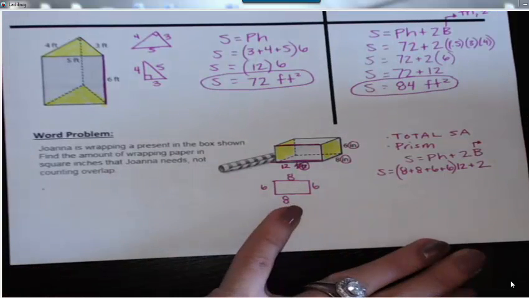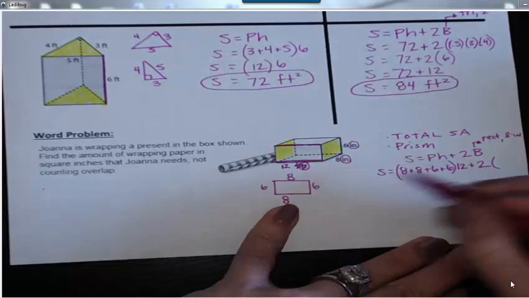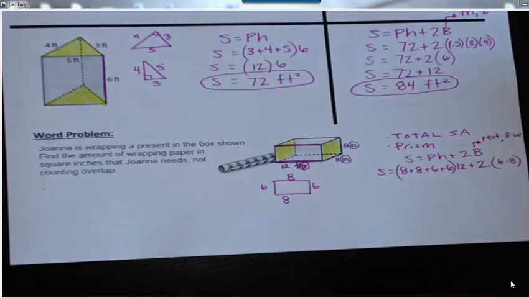What was the shape of our base here? It's a rectangle. So to find the area of that rectangle, I'm going to do length times width. So the length and the width of this base is 6 times 8. Okay, so you just did the formula. You just substitute everything. Now we have to simplify and figure out our answer.